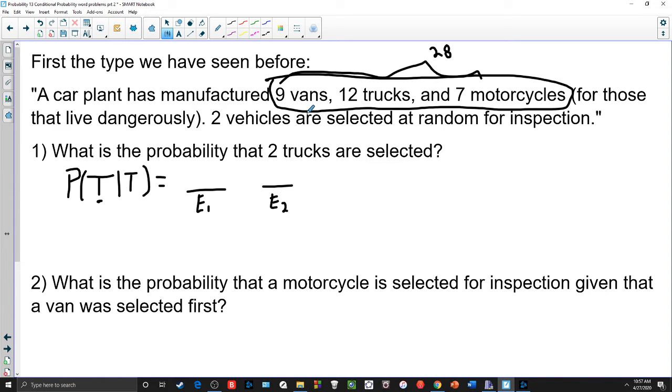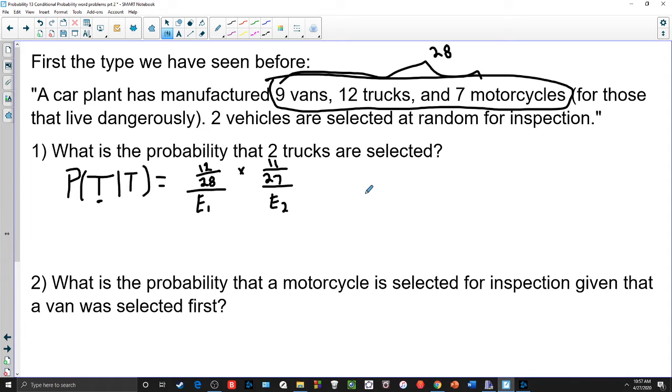So when we pick a vehicle first for inspection, there's a 12 in 28 chance that we pick a truck for event 1, times. Now, if we picked this truck, that means when we go to pick another vehicle, we can't pick the same vehicle twice, so there's only going to be 27 vehicles to pick from because we picked one of these trucks. And there's not going to be 12 trucks that we could choose, there's going to be 11 trucks that we're looking for. So both these numbers are going to go down.